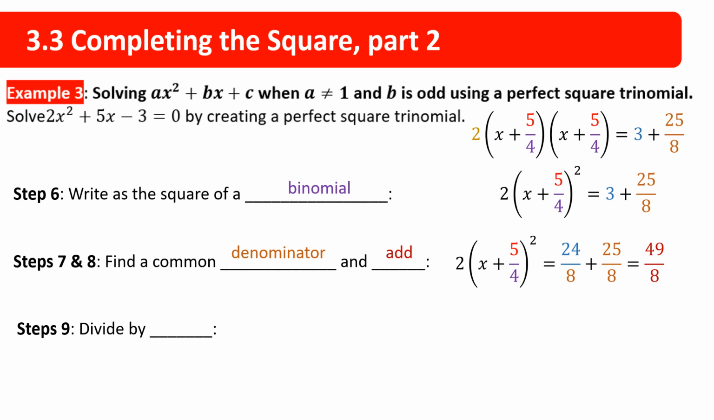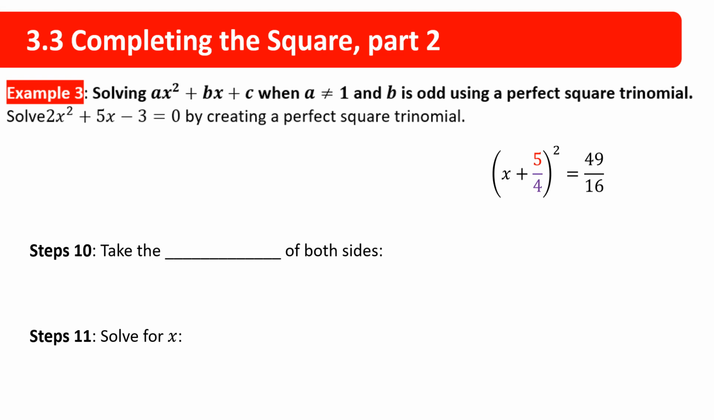So 2 times x plus 5/4 squared equals 49/8. Our next step is to divide both sides by 2, and that should leave us with x plus 5/4 squared equals 49/16. We now have 2 steps to go because you can see we have x plus 5/4, we need to get rid of that, and we also have that expression squared.